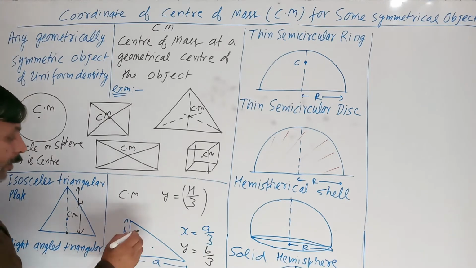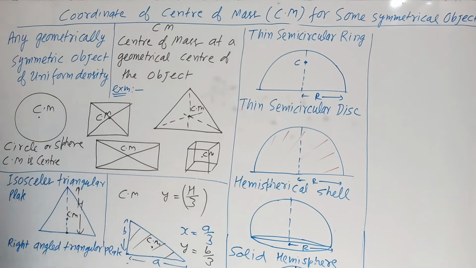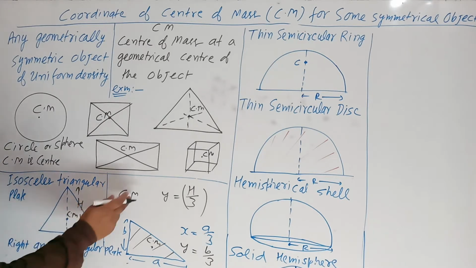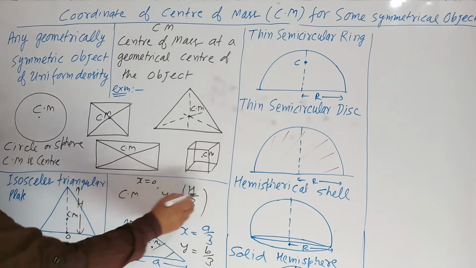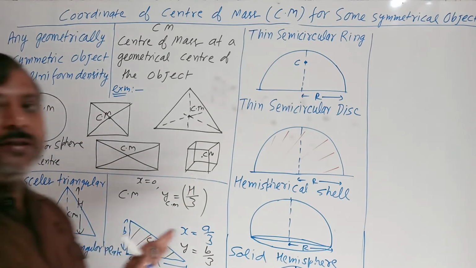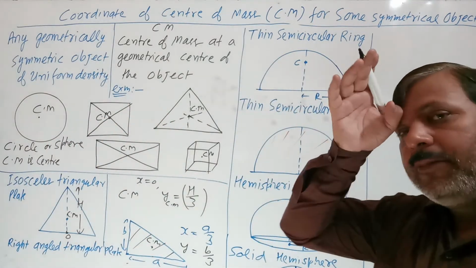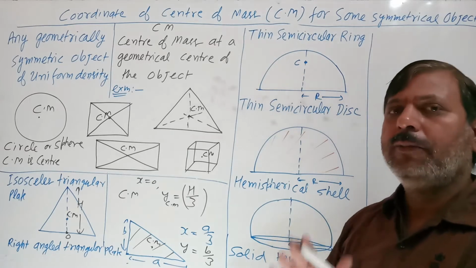So for the right angled triangular plate, the x coordinate is a by 3 and the y coordinate is b by 3. Remember the isosceles triangle: I have taken this as the origin, so the x coordinate will be 0 and the y coordinate of the center of mass will be h by 3. So I have told you about the center of mass of some specific objects. There are some special cases you should know.